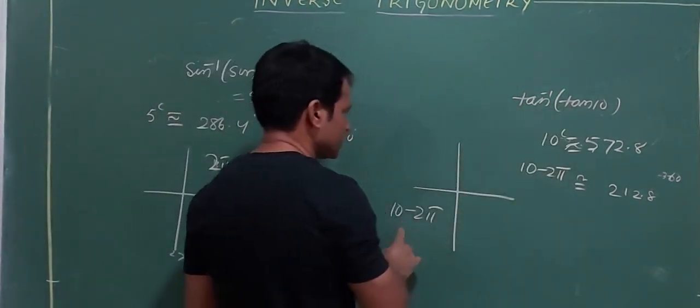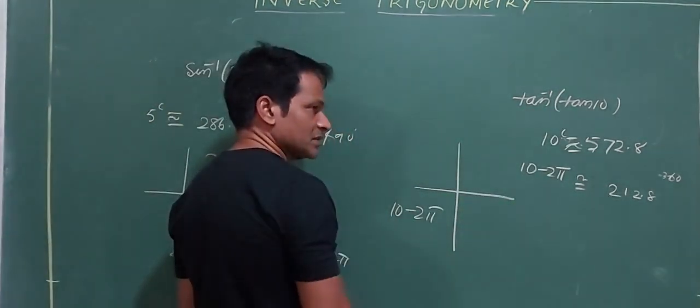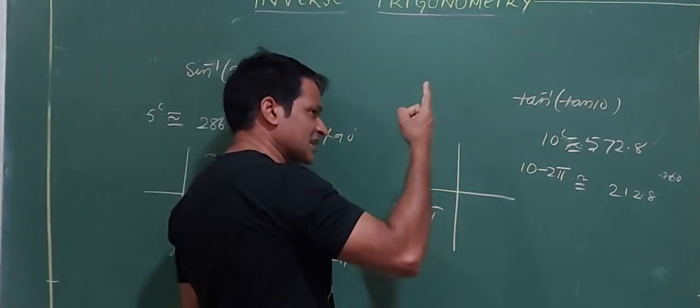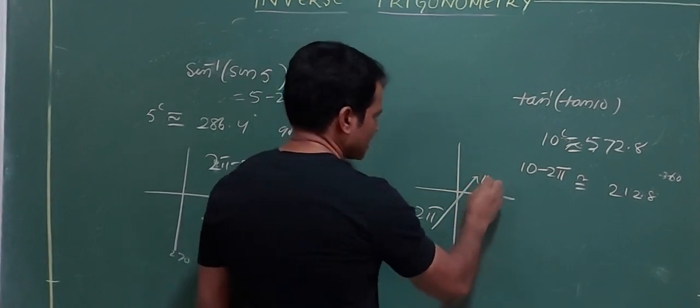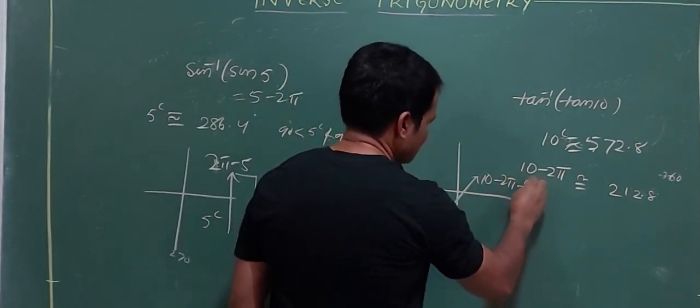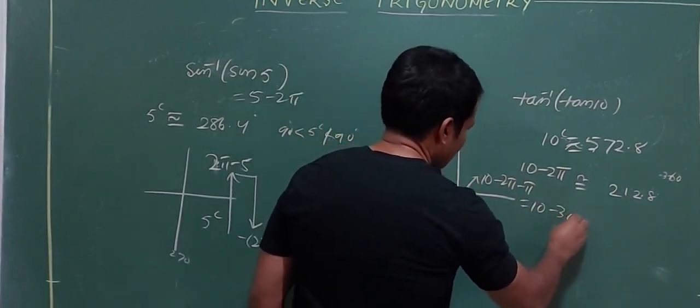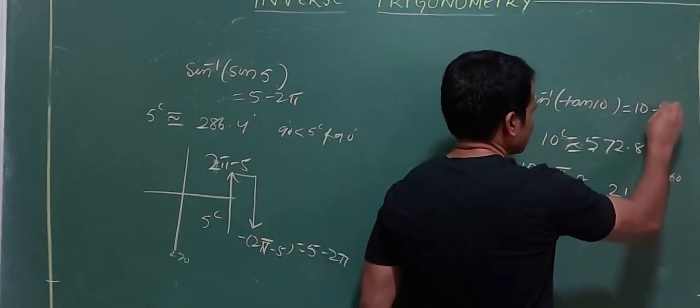Tan. Tan is positive here. I want to go to the positive where tan inverse is positive. First quadrant. This minus pi. 10 minus 2 pi minus pi gives 10 minus 3 pi. This answer is 10 minus 3 pi.